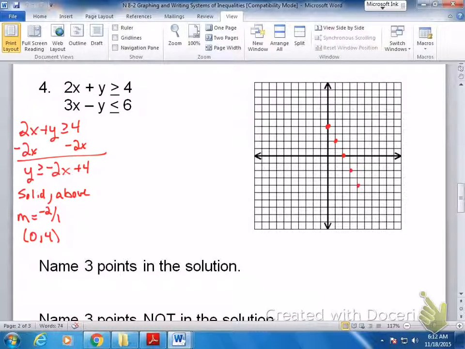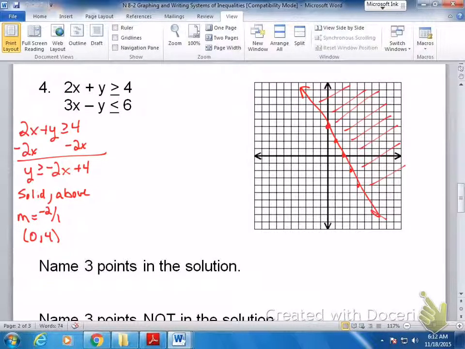I'm going to connect those together with a solid line. Okay? It says we're going to shade above that, so let's shade this way. Okay? I'm going to switch colors here.